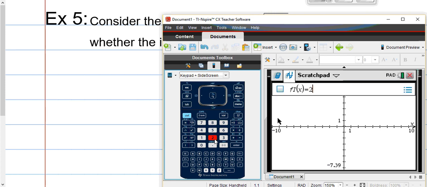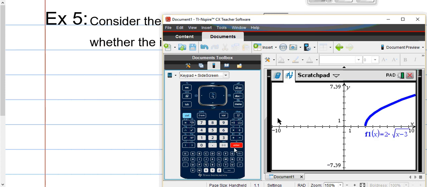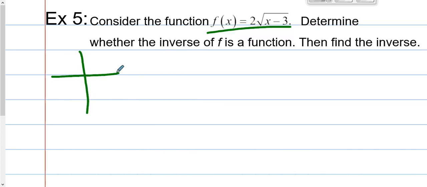There we go. 2 square root of x minus 3. And so that's our function right there. So we are going to just sketch. There we go. So to determine whether the inverse is a function, I'm going to just simply draw a horizontal line through it. It only hits one time. So yes, the inverse is a function.